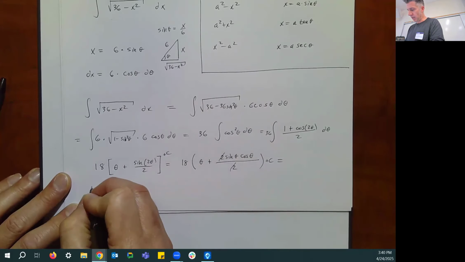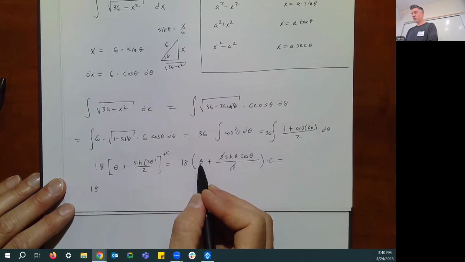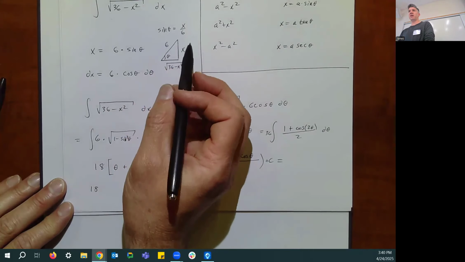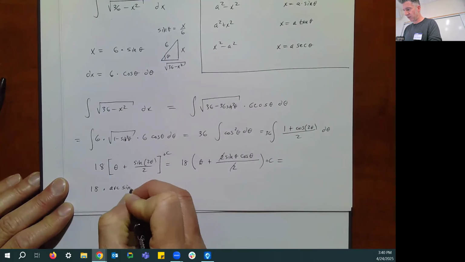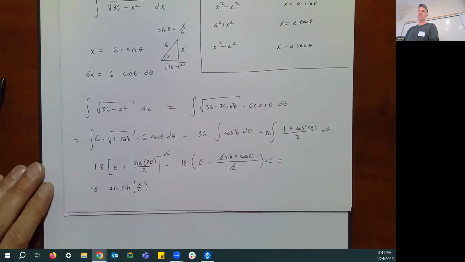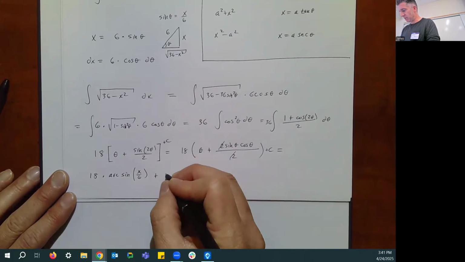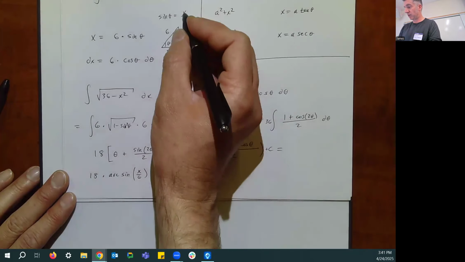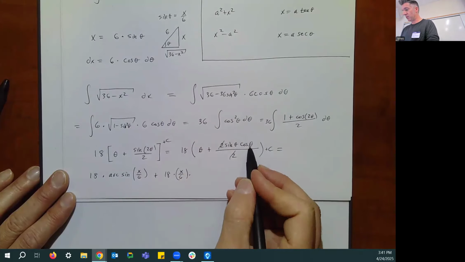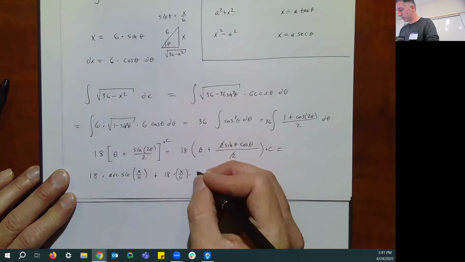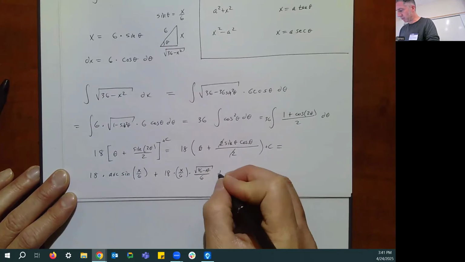I end up getting 18 times, what's theta? Well, if sine of theta is equal to x over 6, theta is equal to the arc sine, or the inverse sine, of x over 6. There's nothing else to do except write that. And we have 18 times sine of theta, which is x divided by 6, times cosine of theta, which is root 36 minus x squared divided by 6. Plus c.